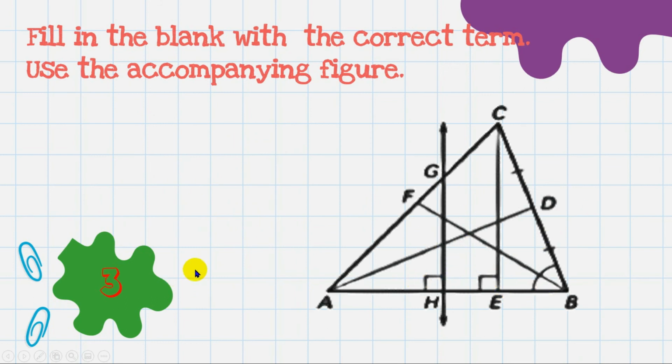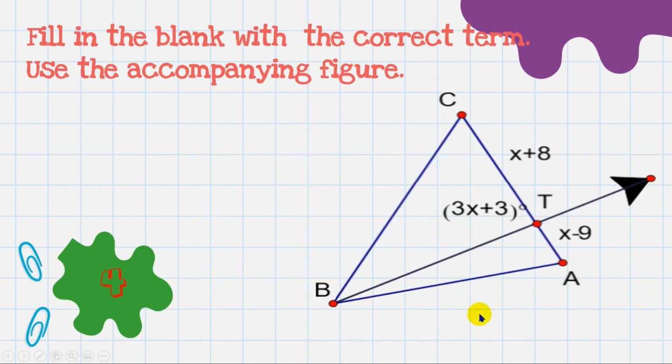Next, dito naman. Alin naman dito ang altitude? Ulit, from the vertex up to the opposite side, kailangan perpendicular. Umpisa sa vertex. Huwag pong kakalimutan, umpisa sa vertex. Ito, perpendicular. Kaya lang, nag-umpisa ba siya sa vertex? Hindi po. So, ang sagot dito ay line segment CE.